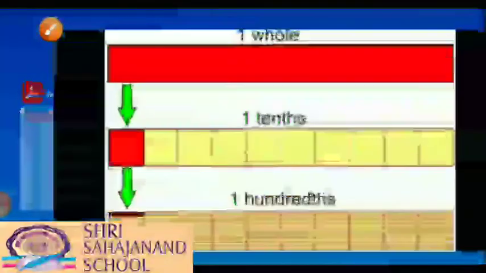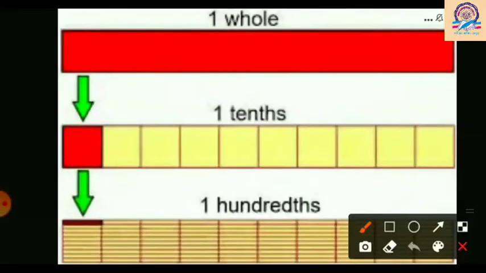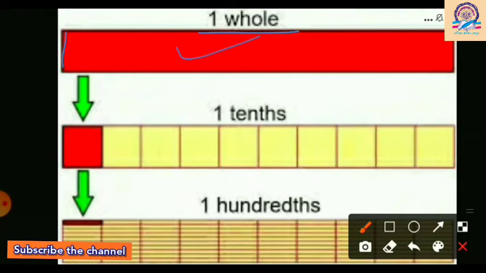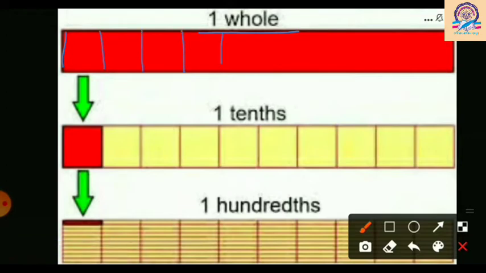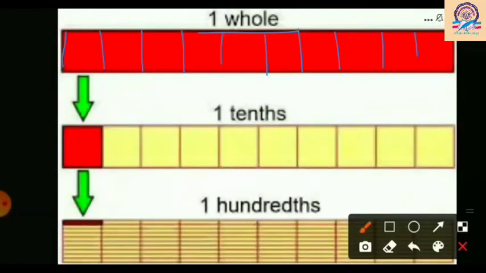For better understanding, I have taken a picture. Here you can see the whole picture. On the top it is written one whole. You can see that this is a rectangular shape and it is completely red. So this is known as one whole. Now let me divide this one whole into 10 equal parts. Let me draw the lines: 1, 2, 3, 4, 5, 6, 7, 8, 9 and 10. Just imagine that these are all 10 equal parts.